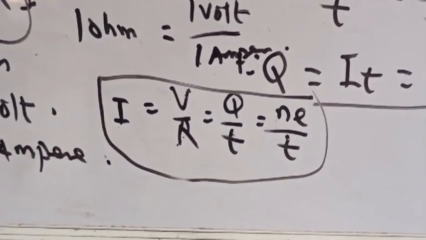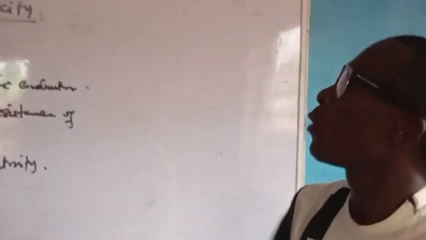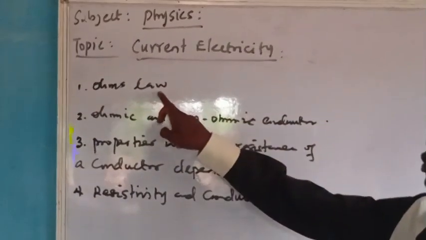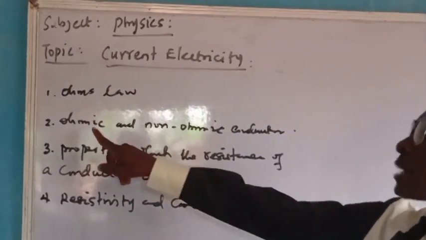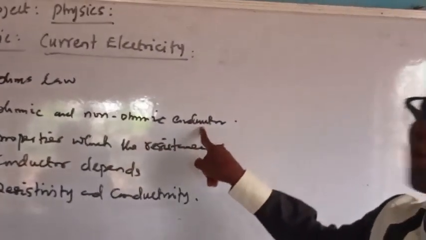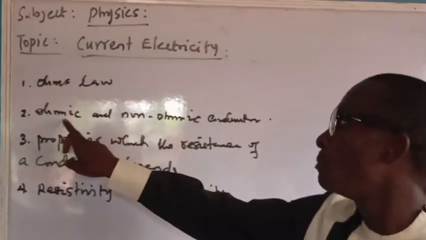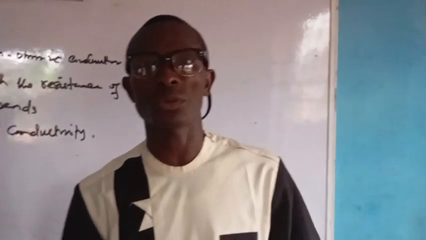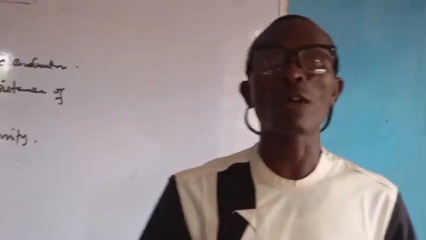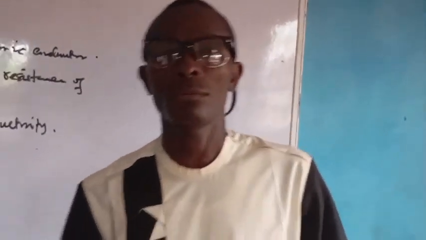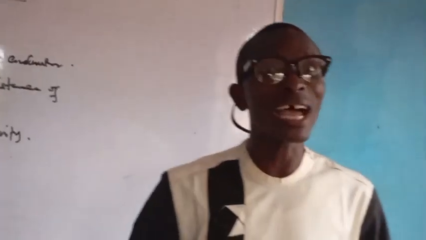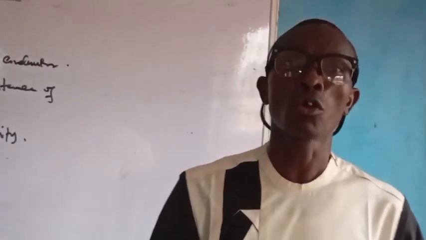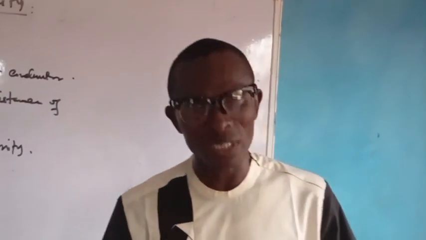Now from here, we want to look at number 2. We have just discussed Ohm's law. Let's look at ohmic and non-ohmic conductors. What are ohmic conductors? Ohmic conductors are conductors that obey Ohm's law. Conductors that obey Ohm's law, we call them ohmic conductors.